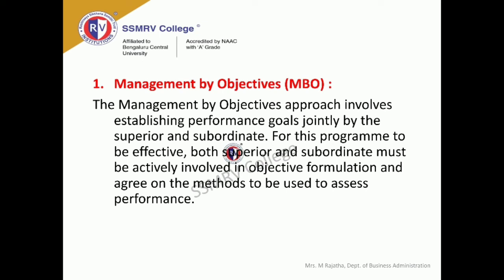Then in the second step, we can jointly set the goal by the employee and the superior. And in the third step, we can review the performance of the employee. The fourth one, checkpoints, means monitoring whether any deviations are being created by the employee. And the last one is feedback. So if we follow these particular steps, then it is one of the effective and efficient methods of performance appraisal in recent days.